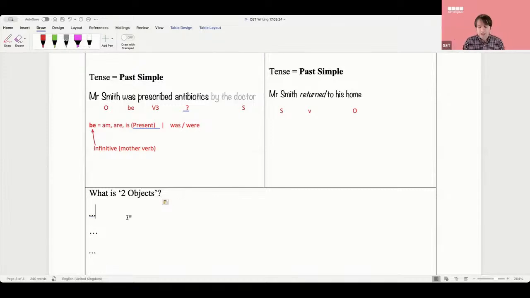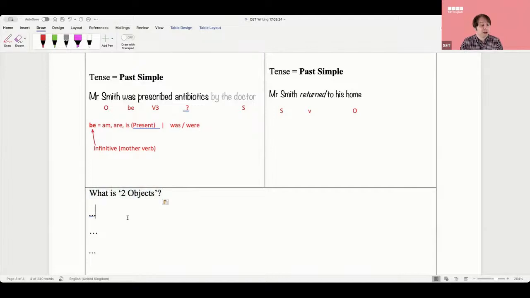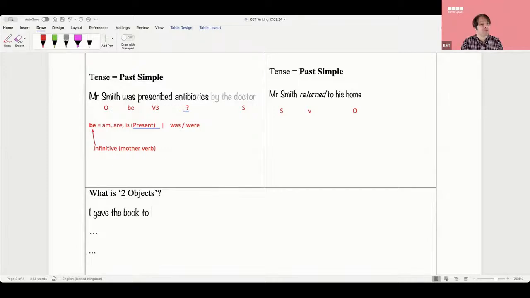Okay, so Priyangi, do you know what is two objects? Do you know what that means? Yeah, sometimes at the end of the sentences there are two objects. So can we have an example in the active voice? Like, I gave the book to... him. Him, yeah.